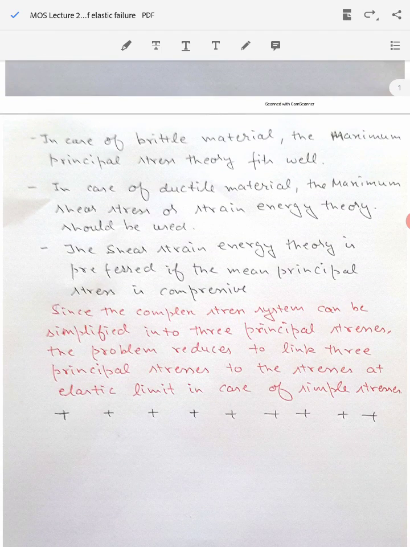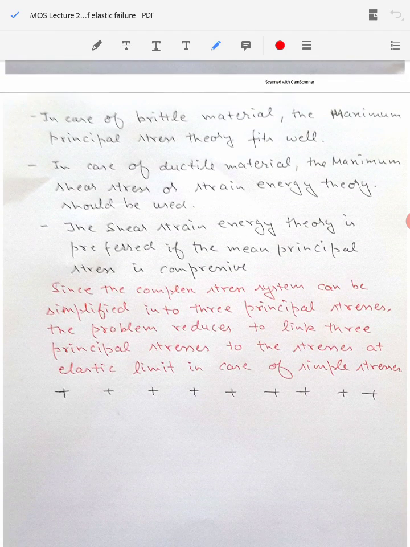In case of brittle material, for example, the maximum principal stress theory fits well. It is a very common theory, and we call it the maximum principal stress theory. In a moment we are going to read about what that theory is. But just for the sake of information, I would like to tell you that the maximum principal stress theory works quite well for brittle material.